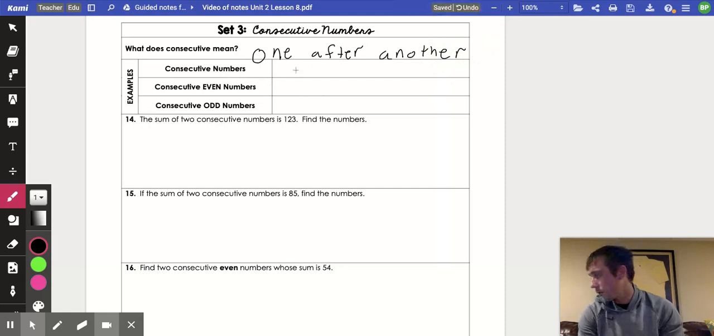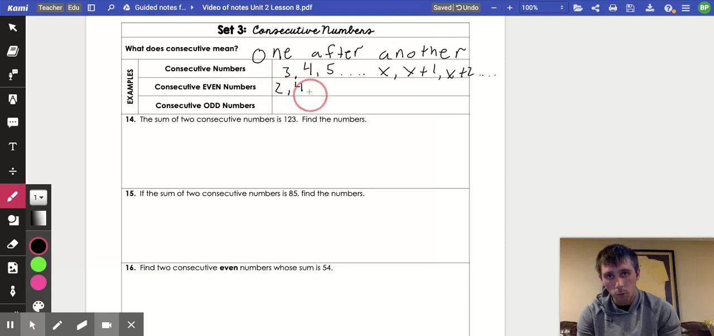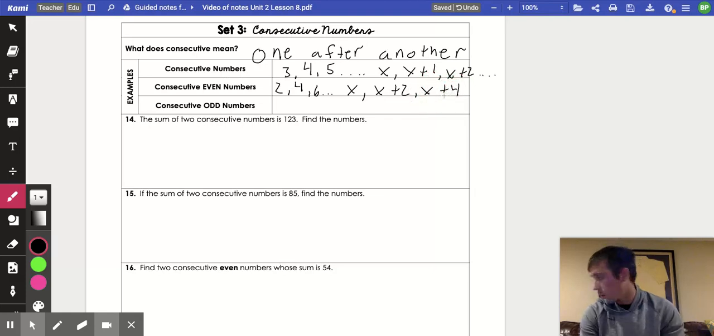So consecutive numbers would be like 3, 4, 5, dot dot dot. How we could write that is x, and then x plus 1 would be the next one, x plus 2, and so on. Consecutive even numbers, 2, 4, 6. So how would we do even numbers? X, then the next even number, how do you get from 2 to 4? You would add 2, so x plus 2. And then how would you get to 6? X plus 4. And you would just go up that way.